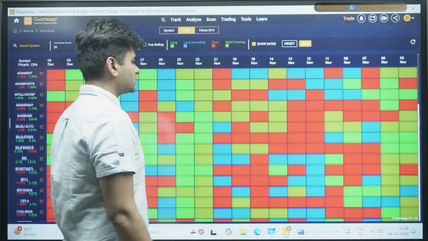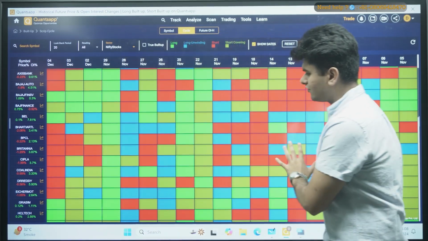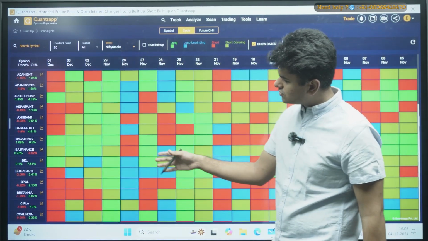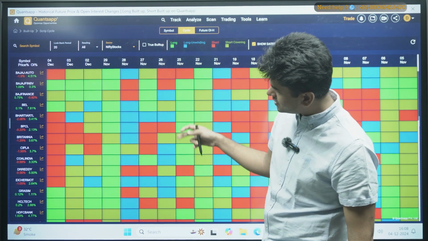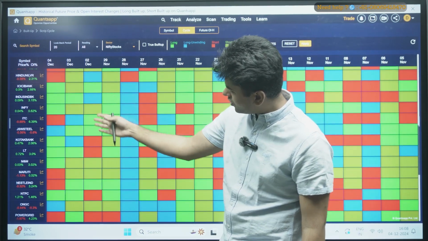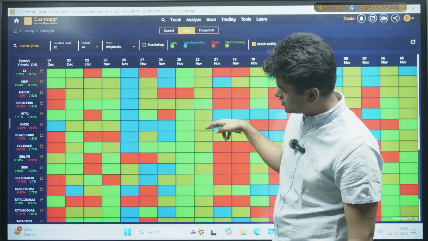Right. So you can see that the bearish trend which we were seeing in the previous half has now ended. Most of the stocks are showing green indication, which means somewhere we are having bullishness coming back. You can see long and long unwinding patterns in most of the stocks.